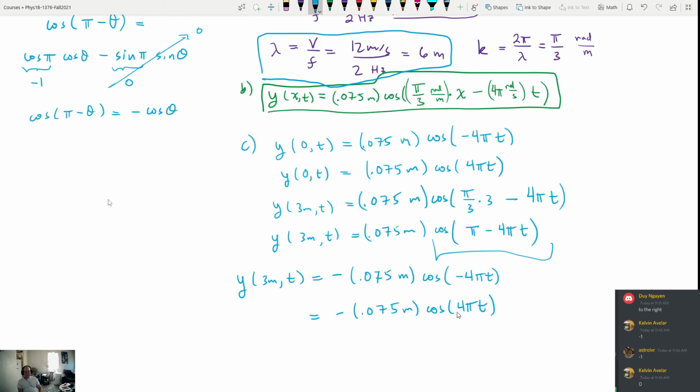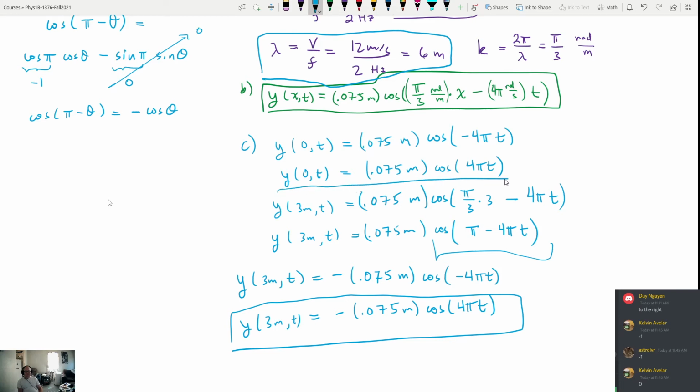The point of this is just to show you that if you look at a point at y equal to 0, like this point here, that was our final answer. Compare that to a point at lambda over 2. We plugged in lambda over 2, and we got a function that was exactly the negative of it.